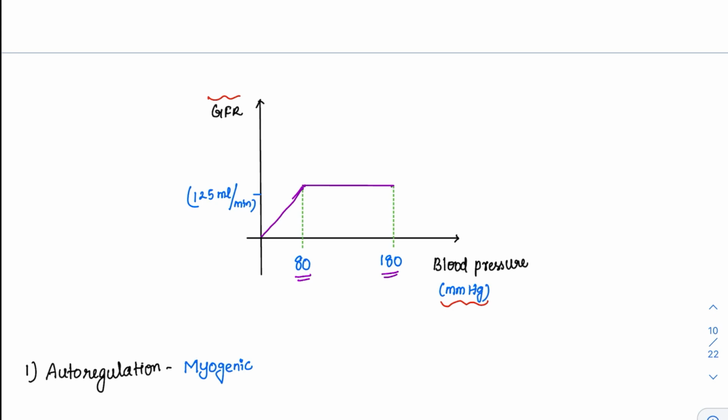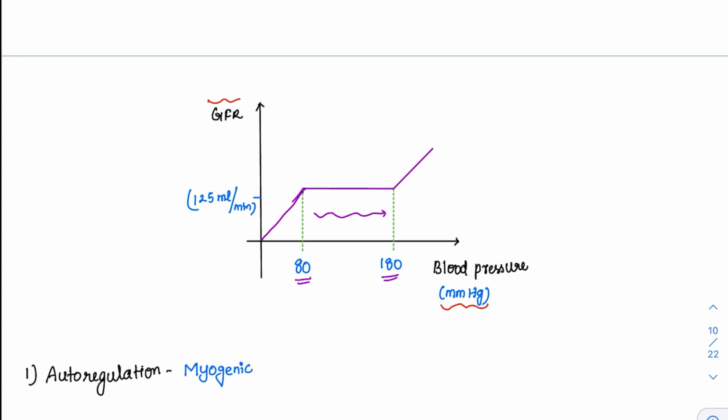And after that, there is a limit for everything. After that, obviously the GFR is going to rise. So this is the area where the GFR is very nicely maintained through a wide range of pressures, and all the mechanisms that we are going to discuss play a role in it.